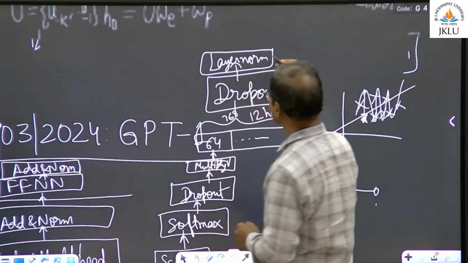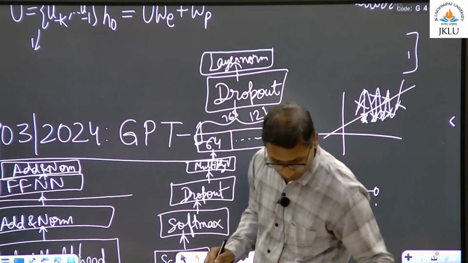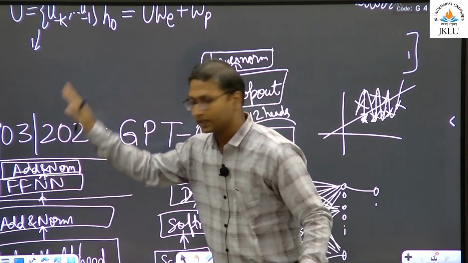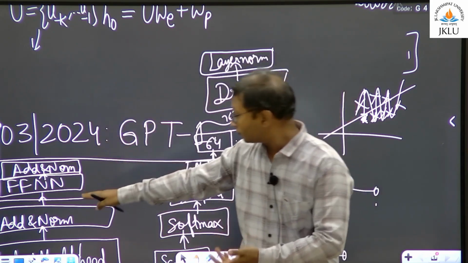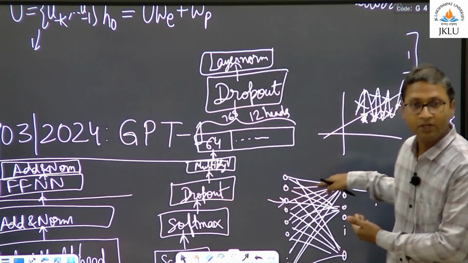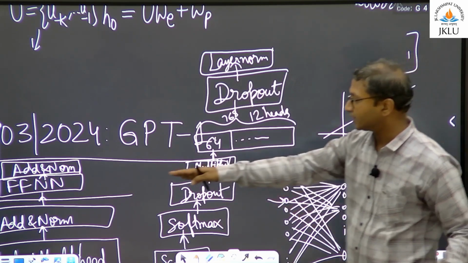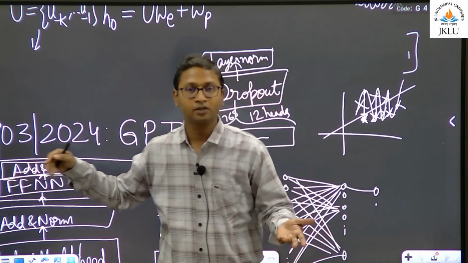Layer norm, what next? So then things are repeated and nothing changes. Of course, when you see the feed forward network, you will drop out there too.